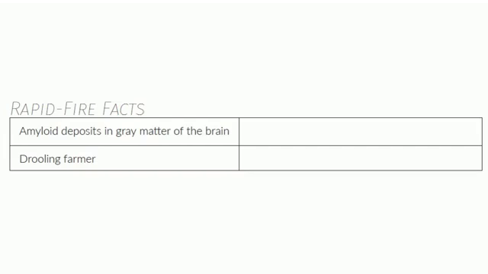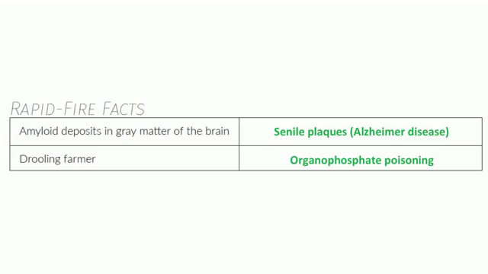All right, and then finally we have just a couple rapid fire facts. Amyloid deposits in gray matter of the brain, that's going to be those senile plaques that we see in Alzheimer's disease. And then the drooling farmer, always think of organophosphate poisoning.